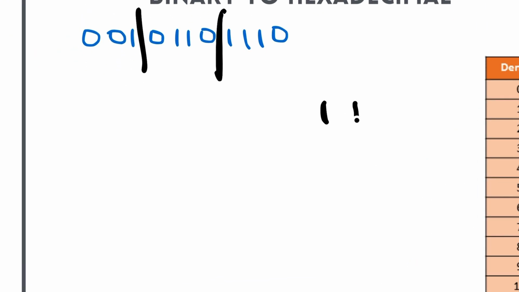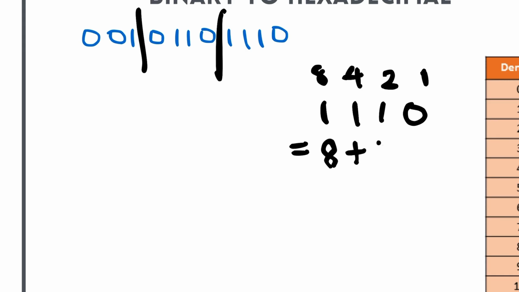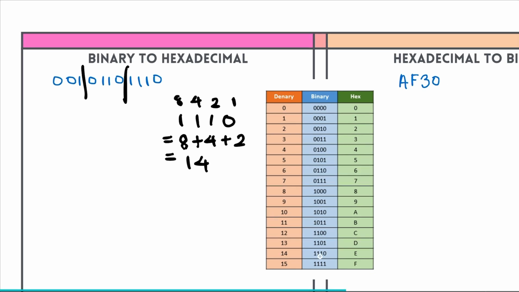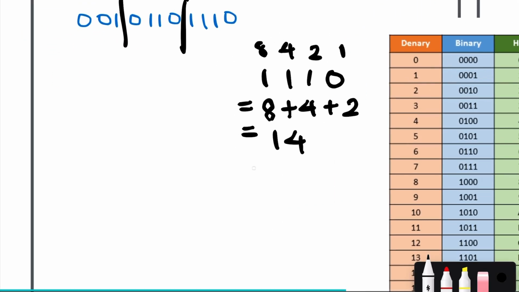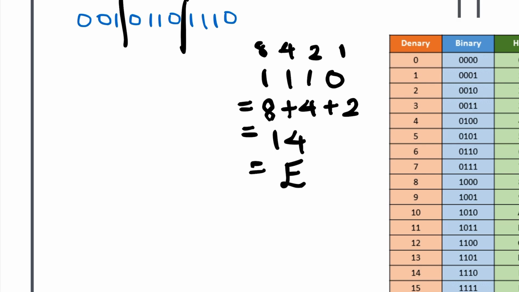So we have 1110, but remember our 2 raised to the powers. So we know that 2 raised to the power 0 is 1, 2 raised to the power 1 is 2, 2 raised to the power 2 is 4, and 2 raised to the power 3 is 8. So anything that's 1, we're going to add them. So we're going to have 8 plus 4 plus 2, which is 14. And this, you have to know: you have to know that 14 is equal to E. So that's E. That is it, basically. That's all you have to do. So let's do it for this. So we know that this is E. Over here, we know that this is 0, and this is 2, and this is 4.